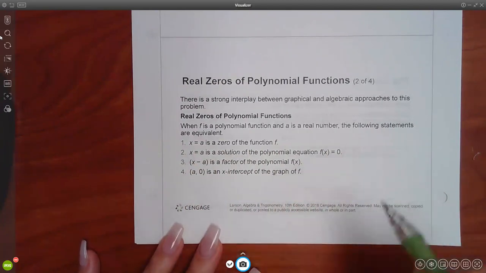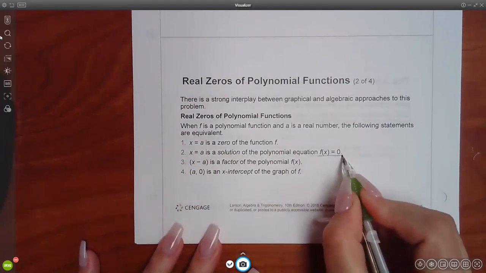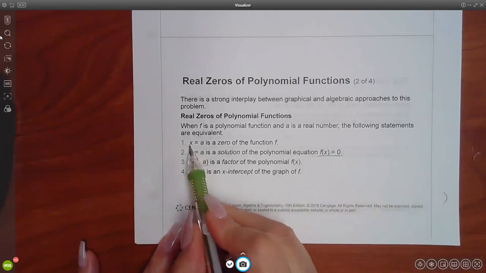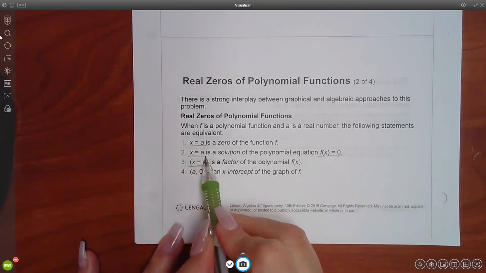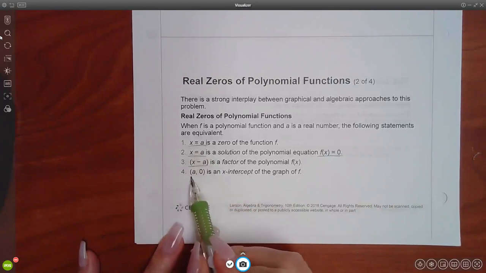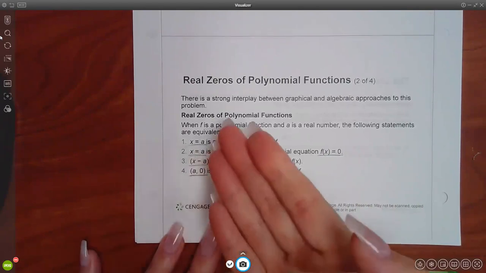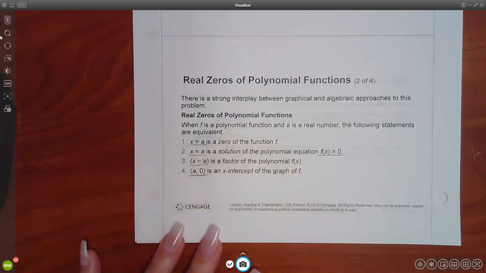We already know this. We already know that when we set a function equal to zero, you have to factor it first. Once you set your factors equal to zero, you get your solutions, and that's how you figure out what the x-intercepts are. So we already know this information. They're just spelling it out for you again.